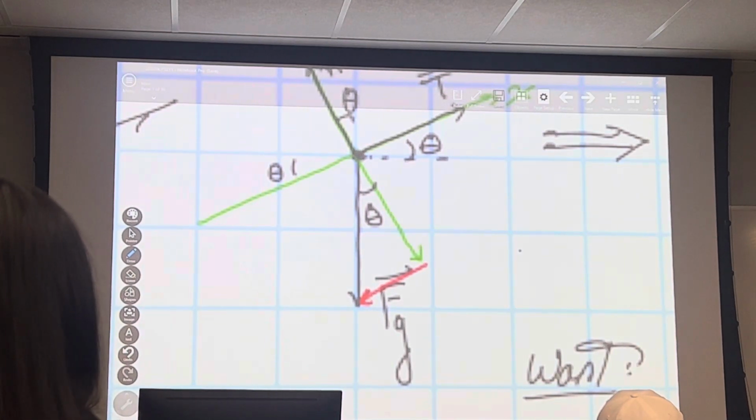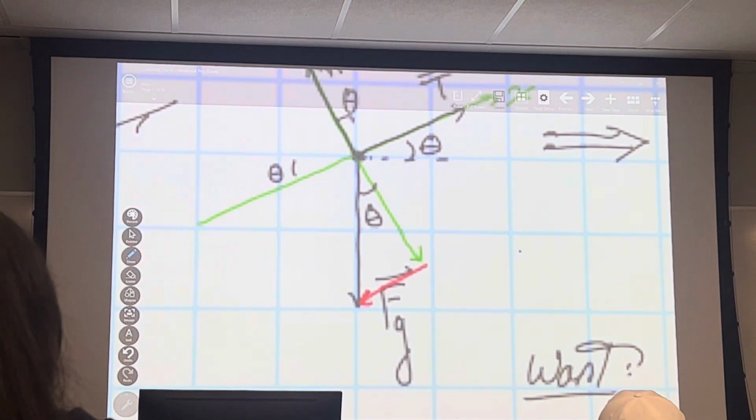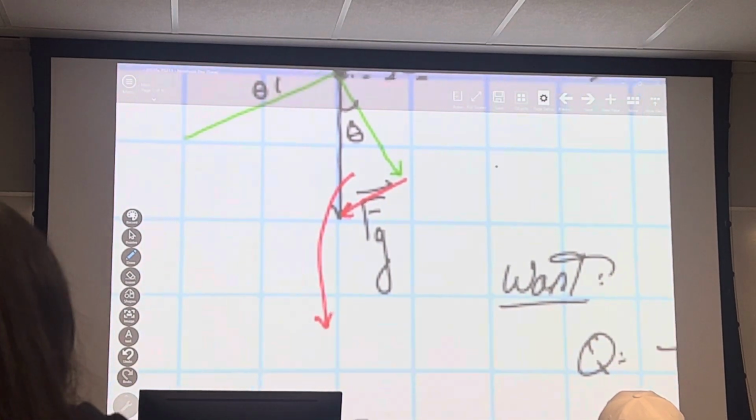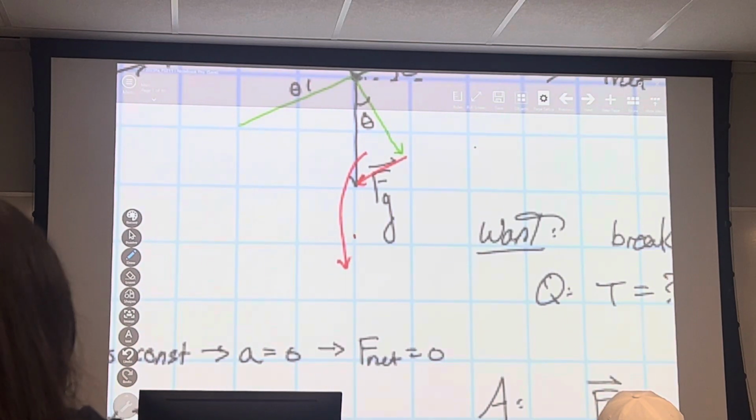Why are you guys complaining? I told you guys how important trigonometry is. It's not like I didn't give you guys a warning. So we have what shape? Triangle. Right.